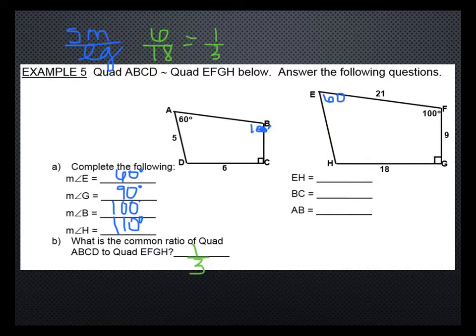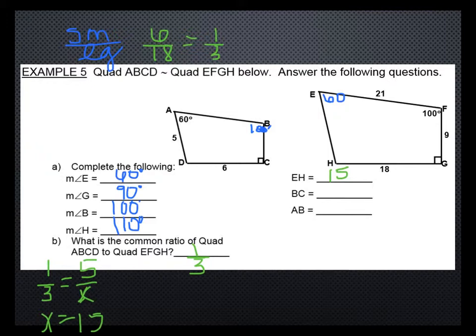So now let's find the measures of EH, BC, and AB by using a proportion. First, start with your common ratio. 1 over 3 is equal to, let's find EH first. EH corresponds with AD. So our small side is 5. Our large side, I'm just going to name X. If we cross multiply, 1 times X gives us X. 3 times 5 gives us 15. So EH should be 15.